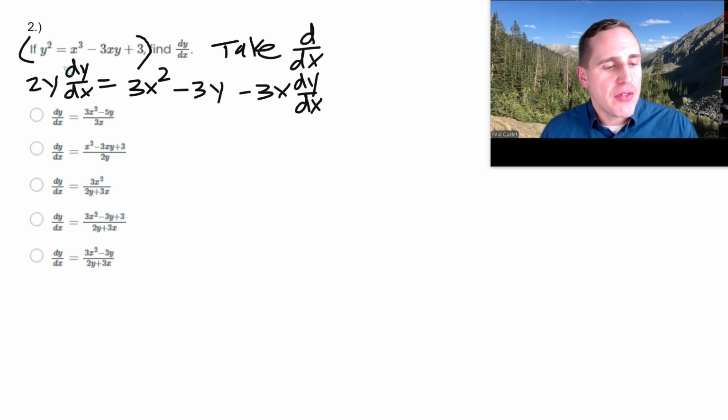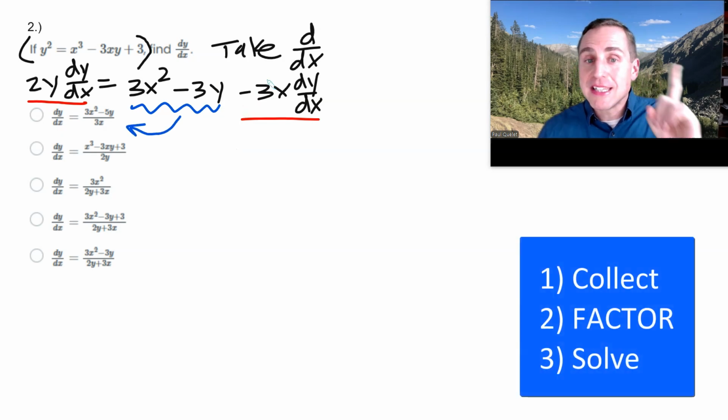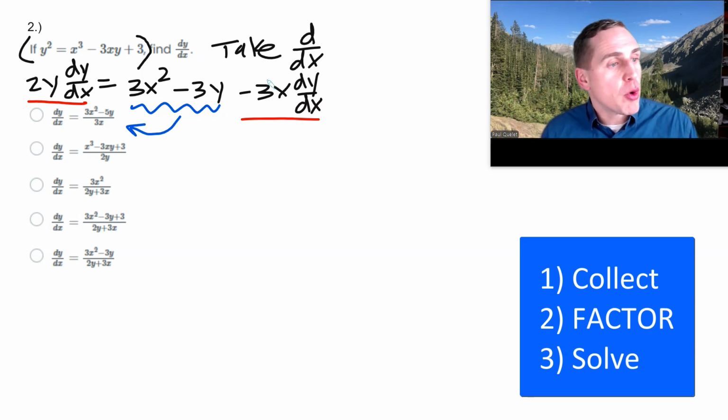Okay, so we've got to solve this for dy/dx. To solve, we're going to take these two terms, put them on the same side, and take these other two terms and put them on the opposite side. That is, we're going to collect, then factor, and then solve. In other words, we're going to collect the dy/dx terms to one side of the equation. Then, step 2, factor out the dy/dx from both the terms. Then step 3, we're going to solve by division.